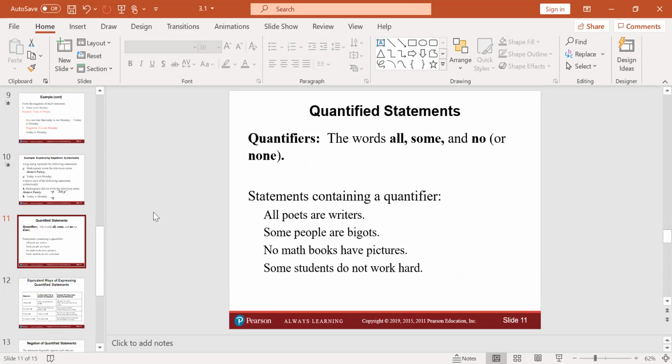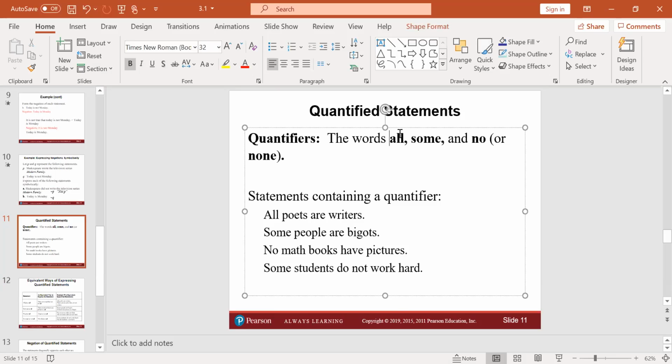Next up, we can talk about quantifiers. Now, a quantifier expresses a quantity of something. We're not necessarily in logic going to use actual numbers here. We're not going to say 23 poets or 74 math books. We're going to use some real general terms. We're going to use words like all, some, no, or none, things like that.